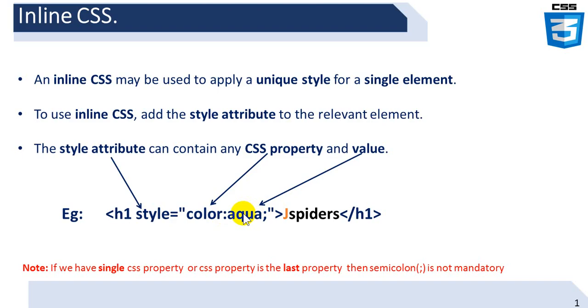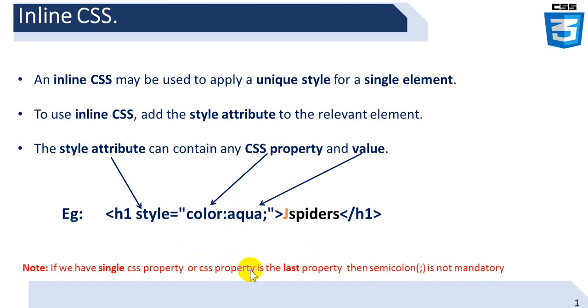Now if you observe here, there is a note. We are separating the CSS property and the value with the help of what? Colon. And at the end we are passing a semicolon. Observe here, there is a note. If we have a single CSS property, only the color property, or the CSS property is the last property, then the semicolon is not mandatory. Consider that I am passing multiple properties; for the last one, the semicolon is not mandatory.